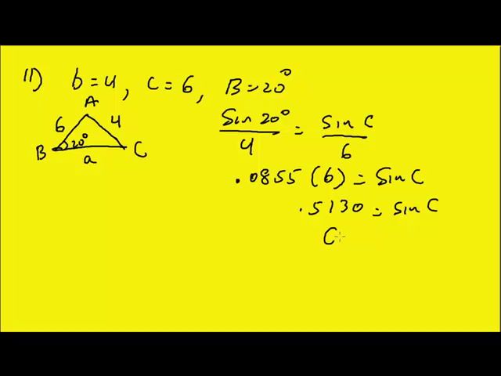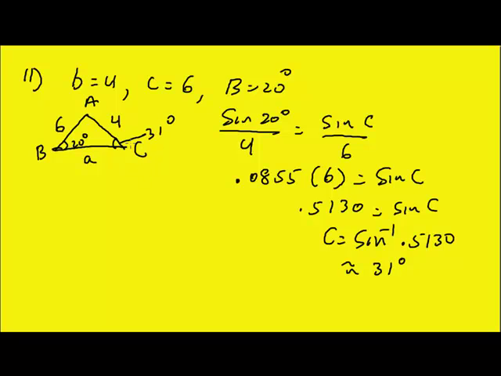So how do I find C? C is obviously sine inverse of 0.5130. So we take sine inverse of 0.513, and that turns out to be approximately 31 degrees. We're going to round off to the nearest degree so we can make it easy on ourselves. So this is 31 degrees.